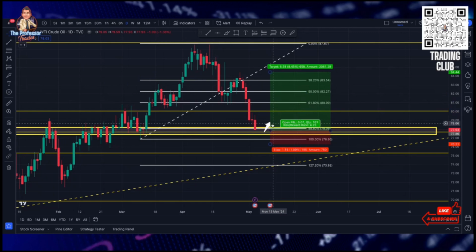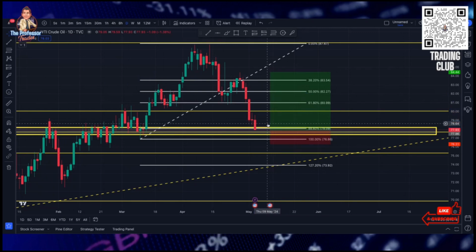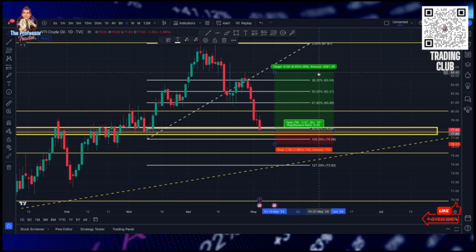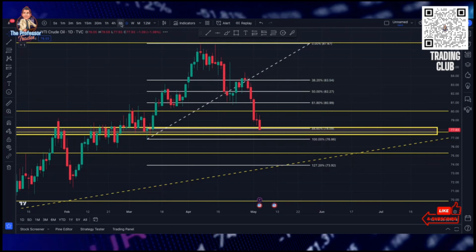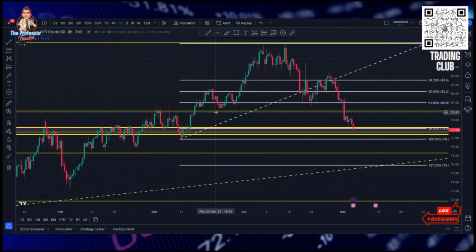So that's kind of where price is at on a big, big time frame. Okay, so I'm going to kind of remove this for now, and I wanted to give you an example. Let's drop into our 8-hour time frame.